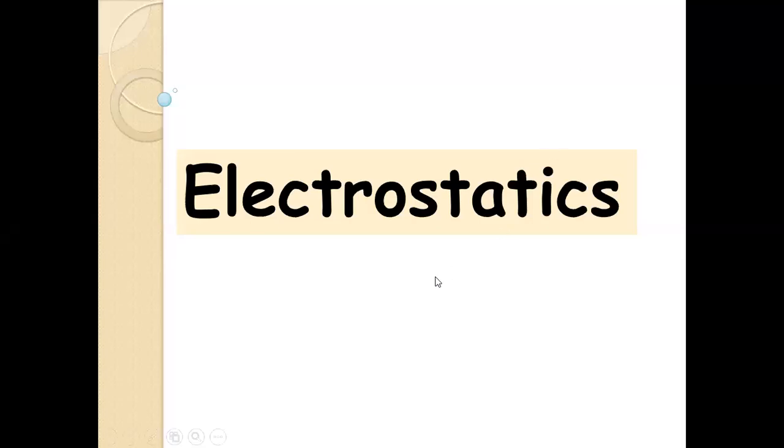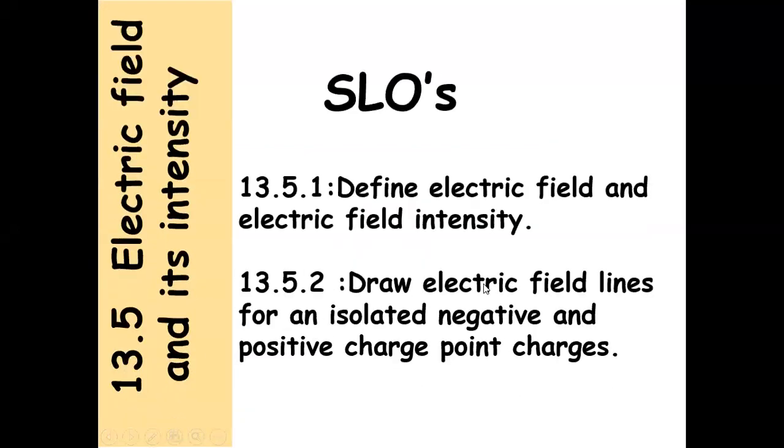Assalamu alaikum. Today in the unit electrostatics, we are going to cover two objectives. The first is to define electric field and electric field intensity. And the second is to draw the electric field lines for an isolated negative and positive charge.